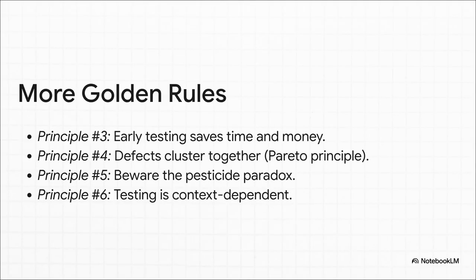And that is exactly why testing is all about being smart, not just thorough, which leads us to these next principles. Number 3, we've already covered. Test early, save big. Number 4 is about where to look. Defects love to hang out together. It's an 80-20 rule. You'll often find 80% of the bugs in 20% of the code. Then there's number 5, the pesticide paradox. If you keep running the exact same tests over and over, they stop finding new bugs, just like pests becoming immune to the same pesticide. And finally, number 6, context is everything. You test an e-commerce site very differently than you test the software for a pacemaker.